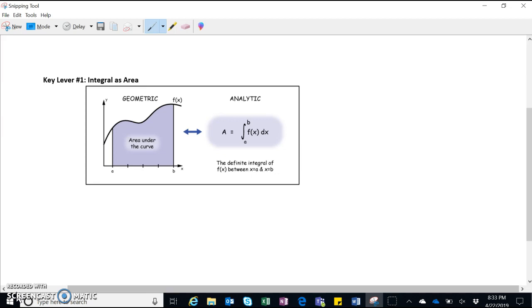So this is a great visual to help you understand that anytime you've got a region that's bounded on the x-axis by a and b, that function creates a nice two-dimensional surface here that I can calculate the area of by utilizing the definite integral. So this integral is always representing area bounded by a function on a given window, in this case from A to B. So very important key lever that we'll see all over our AP exam.